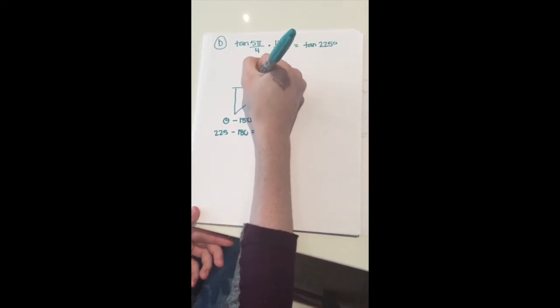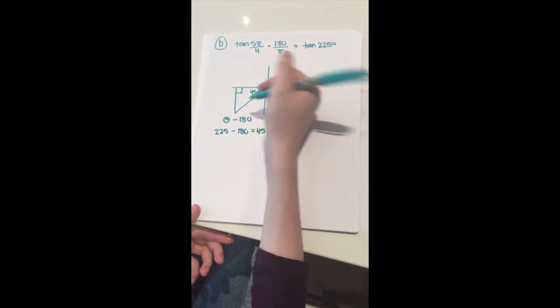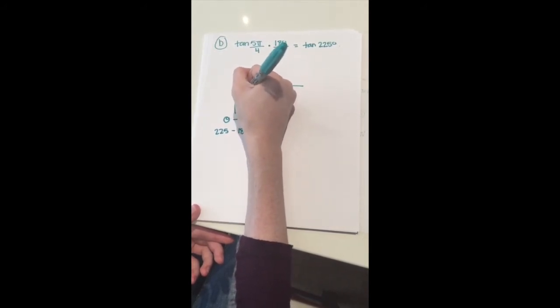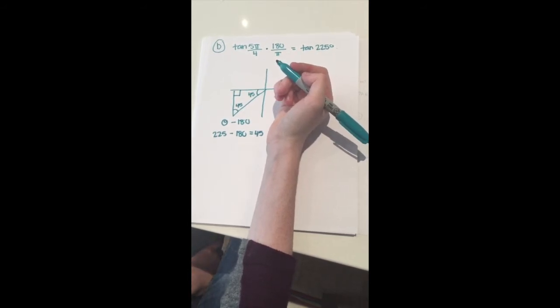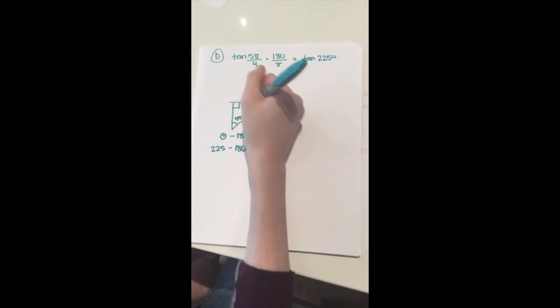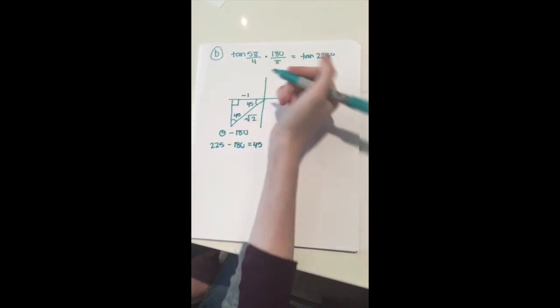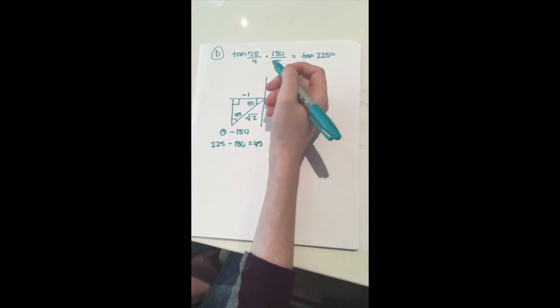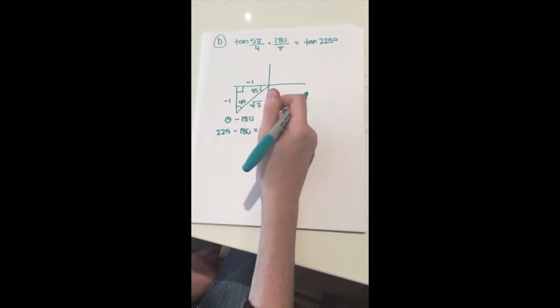So we know our reference angle is 45 degrees. We know that this angle is 90 degrees, and so then we know that this angle is also 45 degrees. So we see that we have a 45, 45, 90 triangle. So we know that this is radical 2. We know this is -1 because it's on the negative side of the x-axis, and we know that this is also -1 because it's on the negative side of the y-axis.